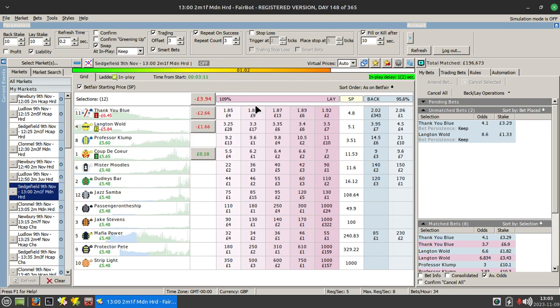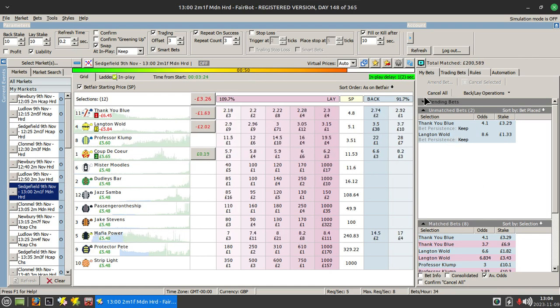Again, the time to come out was about halfway round. I'm just going to let this go, see if anything else looks like it might be coming in, and then I might consider cancelling these bets here so that they don't loop round anymore. But it looks like Thank You Blue is fairly dominant.